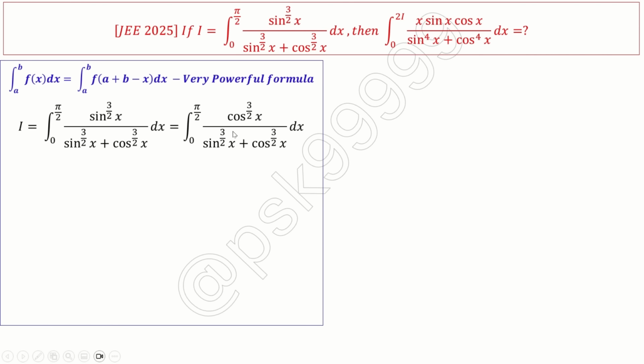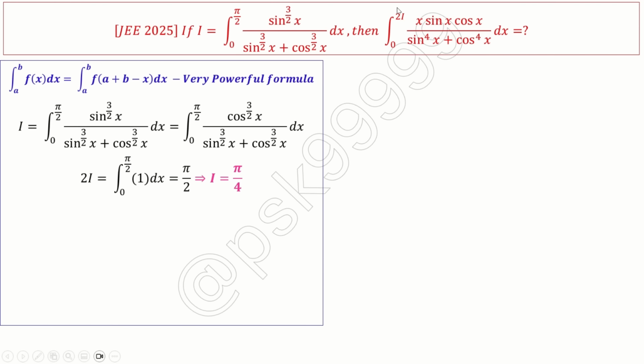If I apply this formula, it will also become integration from 0 to pi by 2 of cos to the power of 3 by 2 x divided by, cos will come here. Basically, here this will become cos to the power of 3 by 2 x, and this will become sin to the power of 3 by 2 x, which is the same basically, right? These two are the same I. So if I add both of them, 2I equal to, okay, numerator and denominator you can cancel, so integration from 0 to pi by 2 of 1, which is nothing but pi by 2. So 2I is pi by 2, so I is pi by 4.